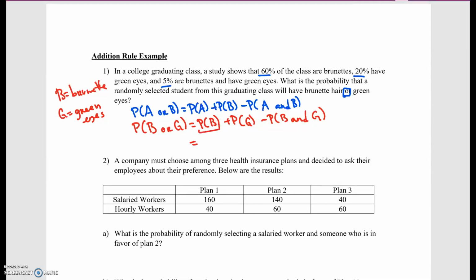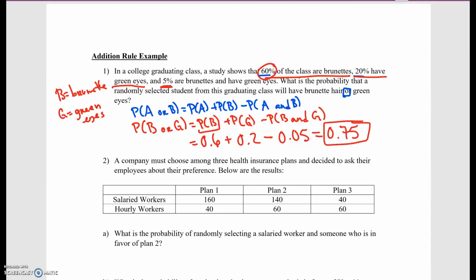Now let's figure out what the probability of being brunette is. It's just 60%. So 60% of the class are brunettes, and this is going to be 0.6, because remember, probability can only be between 0 and 1. The probability of having green eyes, 20% have green eyes, so that's going to be 0.2 right here. Then minus the probability of being brunette and having green eyes. This is the 5%, so as a decimal, this will be 0.05. So I add 0.6 plus 0.2, I'm sorry, 0.6 plus 0.2 minus 0.05. That's going to give me 0.75.